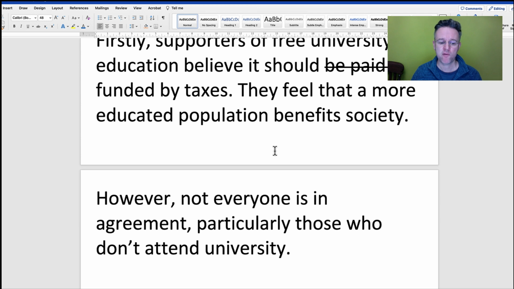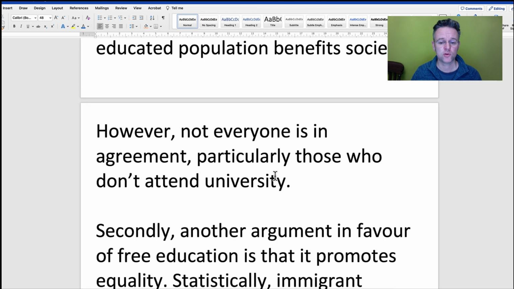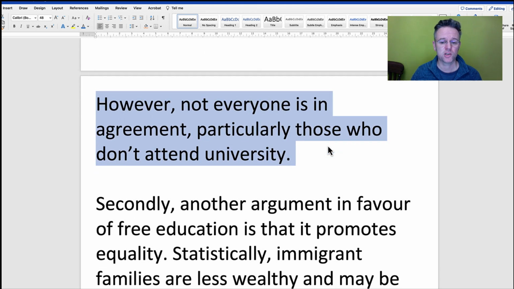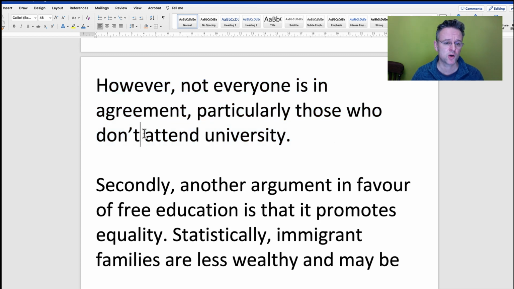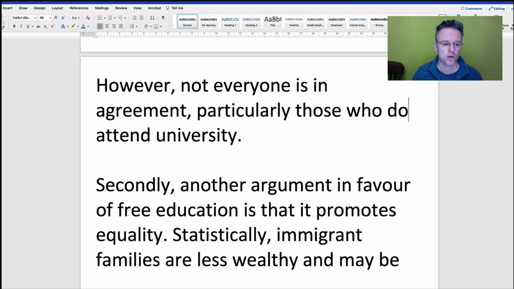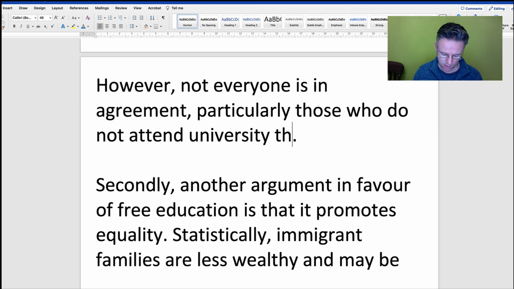However, not everyone is in agreement, particularly those who don't attend university. Now, have you spotted the mistake in this sentence? This is a formal piece of writing, so we should not be using contractions. It should be those who do not attend university. However, not everyone is in agreement, particularly those who do not attend university themselves.